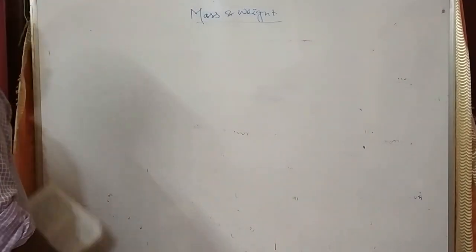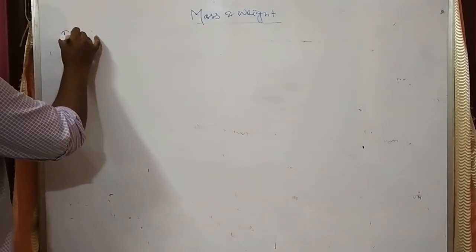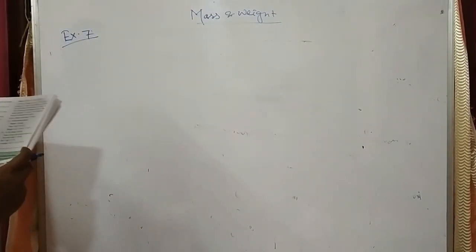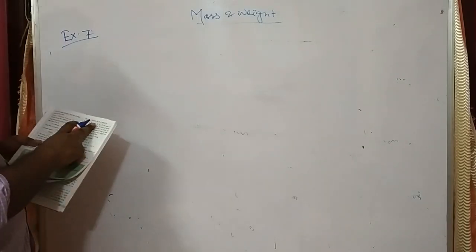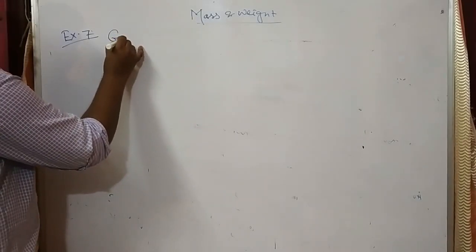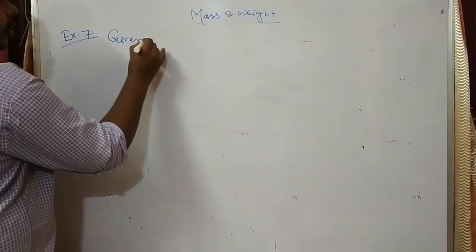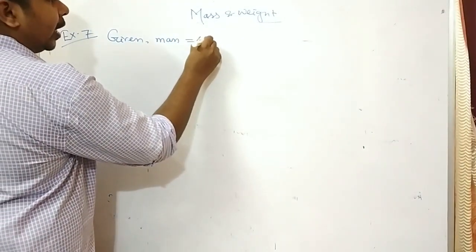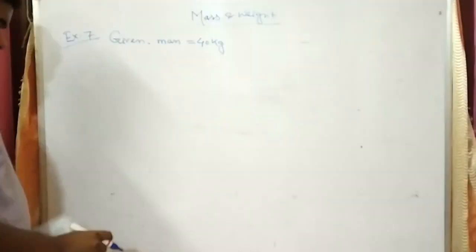Next we will do some numericals on mass and weight. Some easy numericals we have seen in the previous class. Here we have to do a little more difficult one, example 7. It's a question from your book. The question is, a boy of mass 40 kg. So what things are given to you that you have to write first. Given mass equals 40 kg. That is the mass of the boy.